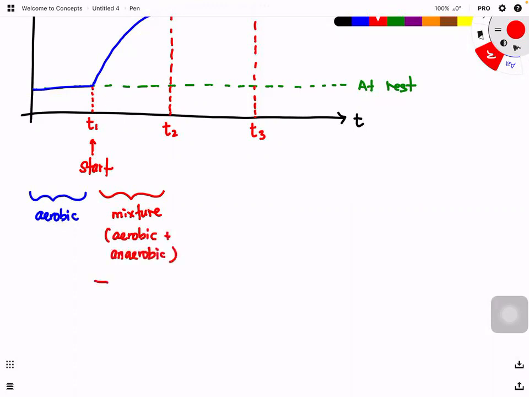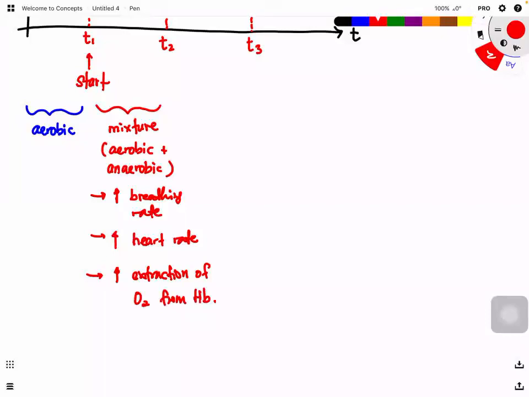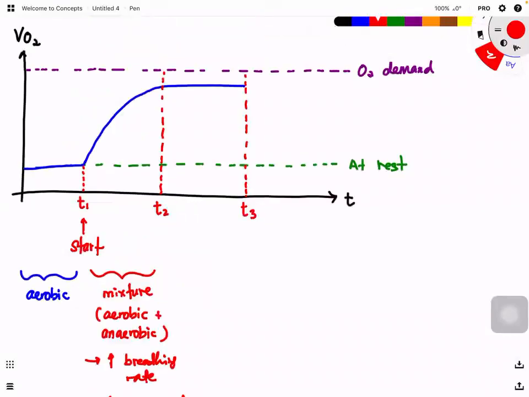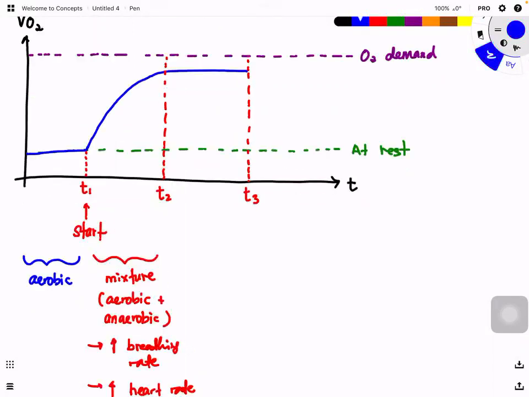Your body still adjusts by increasing the breathing rate. Your body still adjusts by increasing the heart rate. Your body also increases the extraction of O2 from hemoglobin. No matter what you do, you can't meet the demands. Always not enough. Are you clear? So when you reach this, we call it the VO2 max. It means maximum supply. Cannot anymore. This is what we call VO2 max.